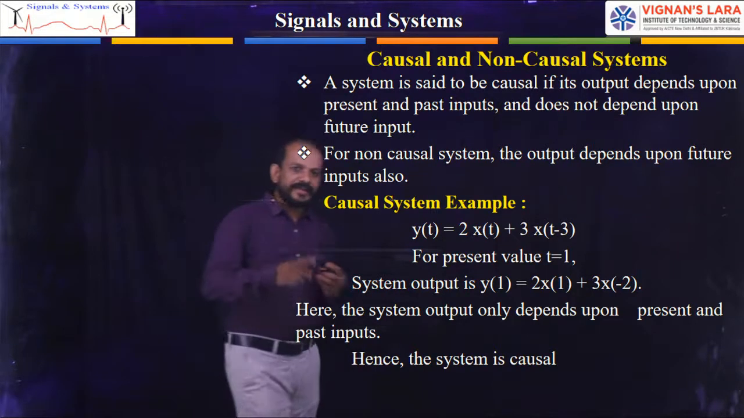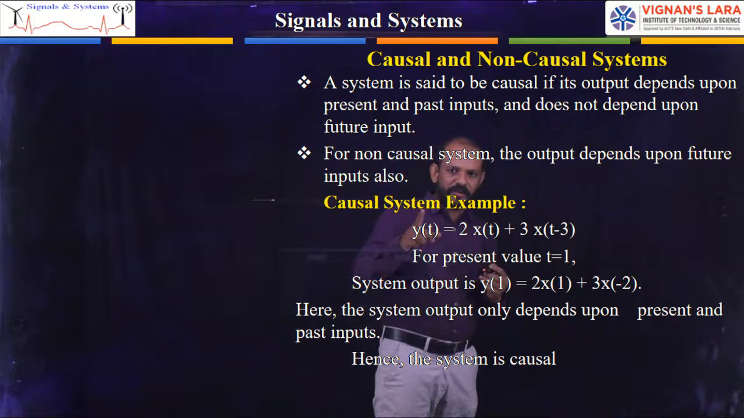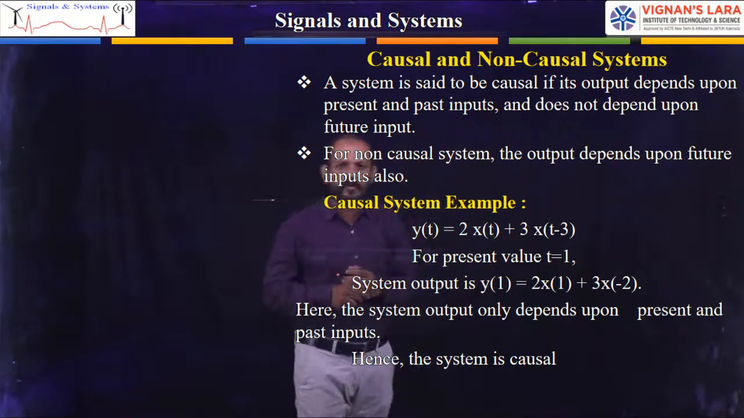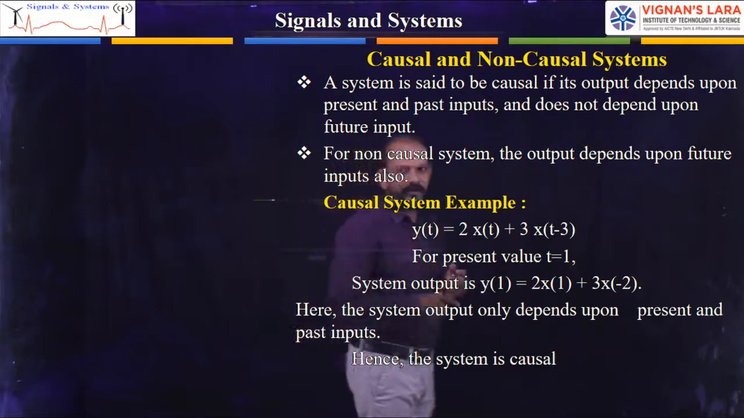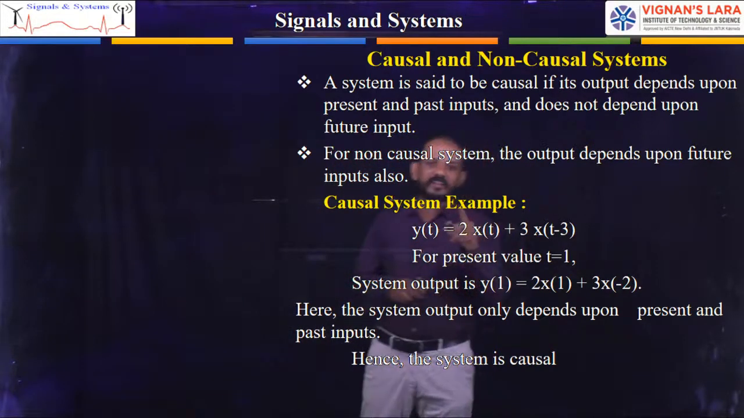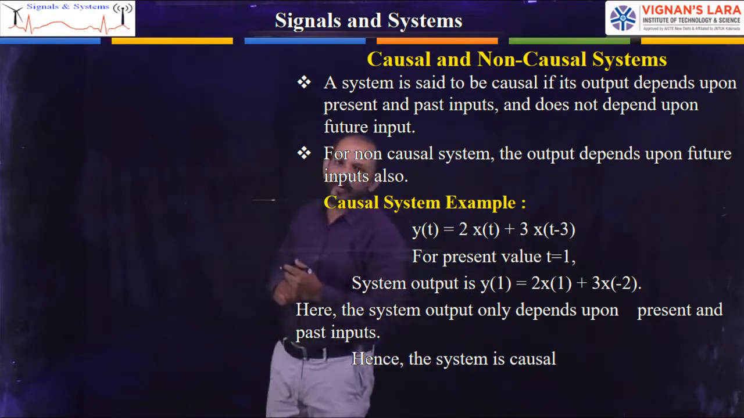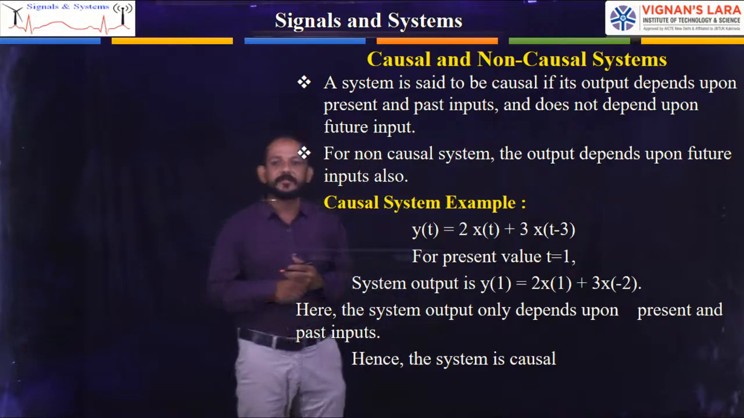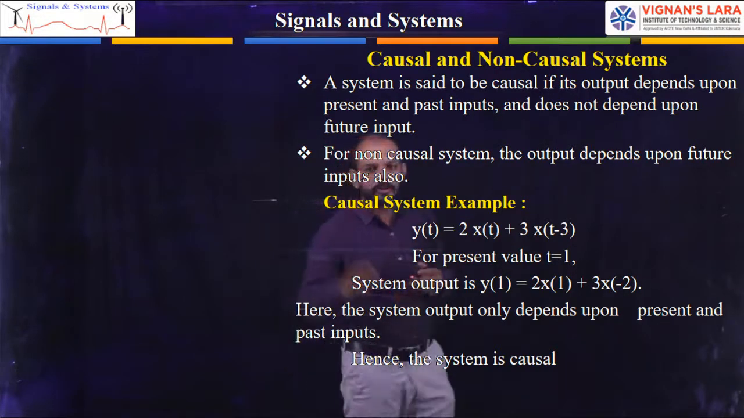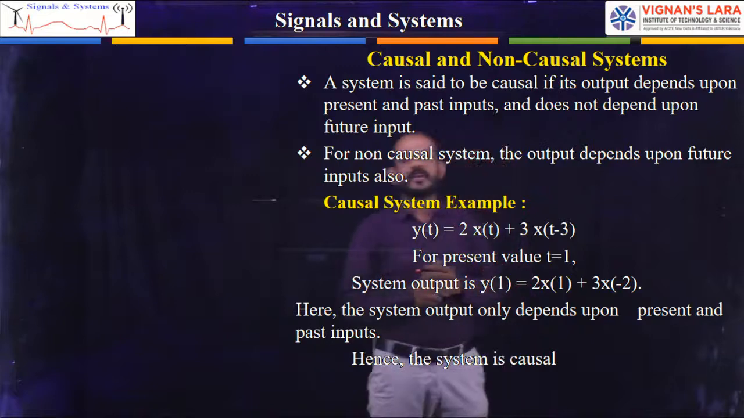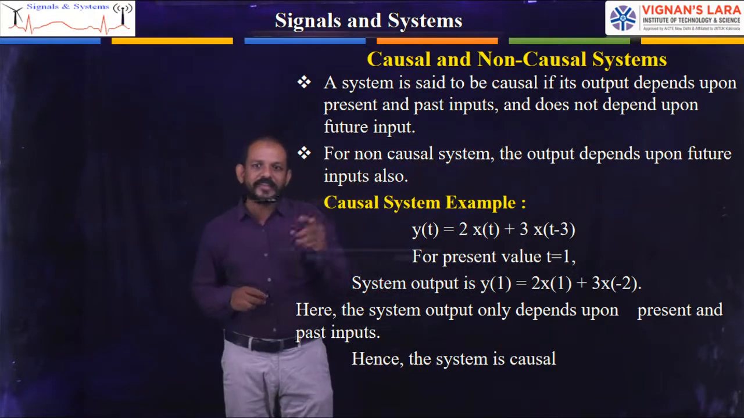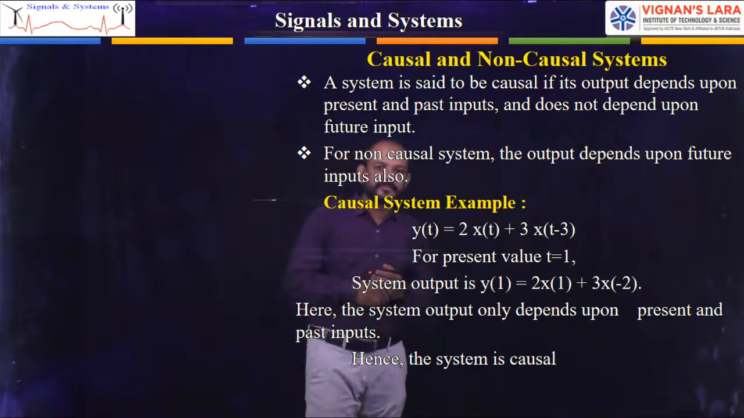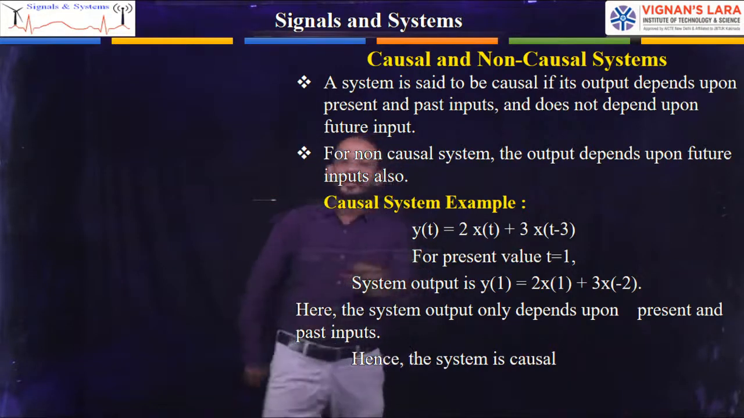They have taken the present value as t equal to 1. For t equal to 1, what happens? y of 1 equals 2 into x of 1 plus 3 into x of 1 minus 3. So 1 minus 3 is minus 2. So the system output is y of 1 equals 2 into x of 1 plus 3 into x of minus 2. So take the number system.